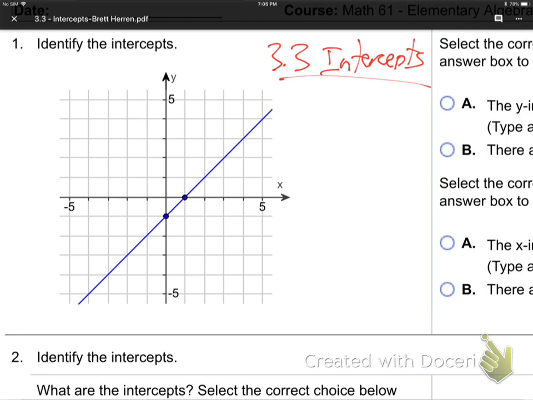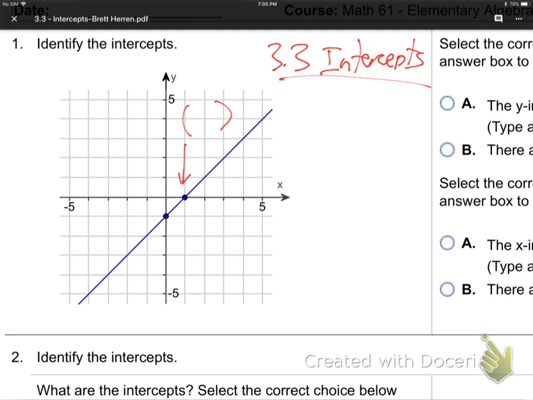Places where the line intersects, right? Boom, boom, right there. Those two places. Places where the line hits the grid lines, the x-axis, the y-axis. So that point right there. What's the coordinates at that point?